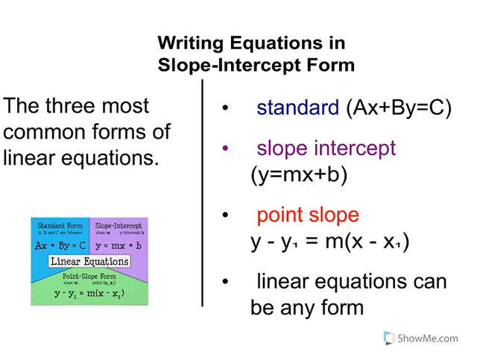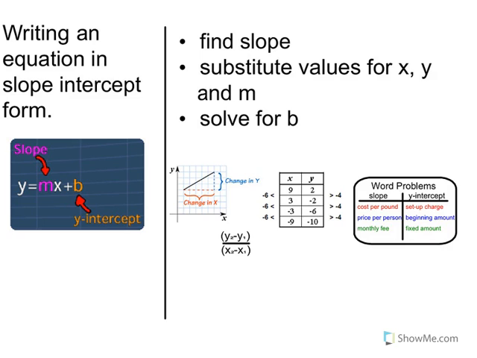And so the three most common forms of linear equations that we've talked about are standard form, slope-intercept form, and point-slope form. And the linear relationships that we're going to be representing can all be written in any of these three forms.